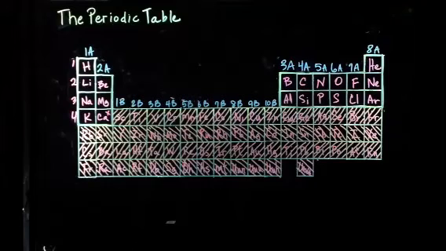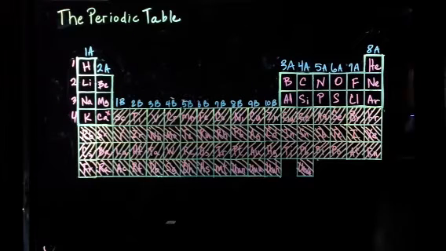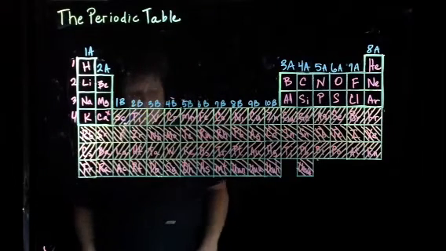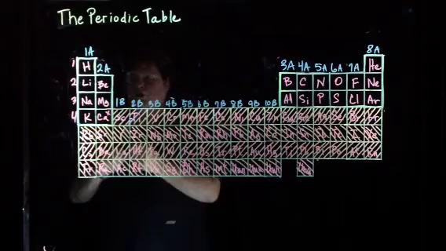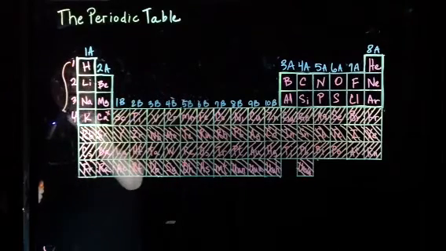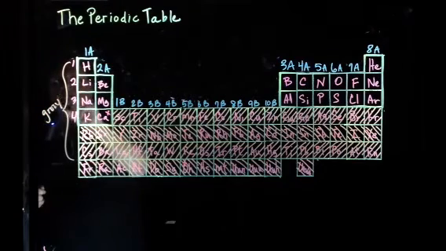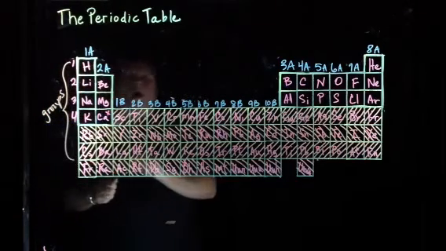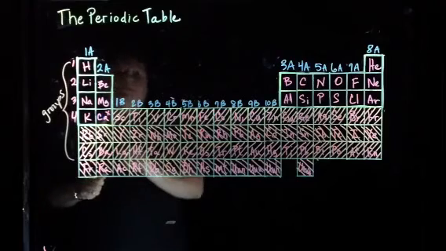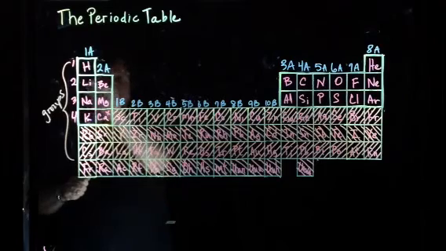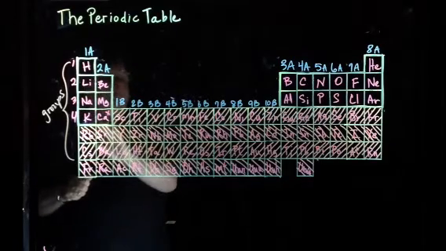Okay, we've talked a little bit about the periodic table, but I want to show you how we can use the periodic table to understand the structure of elements and how they bond. Remember, we talked about groups, and the groups here, the columns, will show us the number of valence electrons.